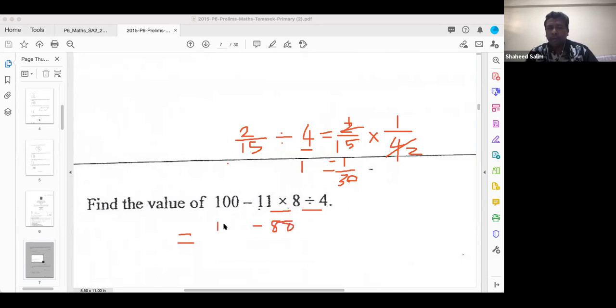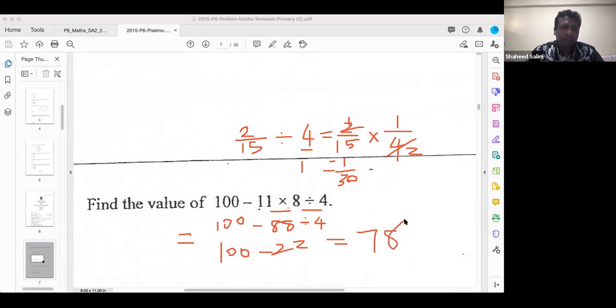Then after that, what do? Then you must do the divide. But some students get confused. But I thought brackets, of division must do division first. No. You must do brackets, then divide or times. If you have both, you do the left one first. 88 divided by 4 is 22. 100 minus 22. You get 78. Is that okay?